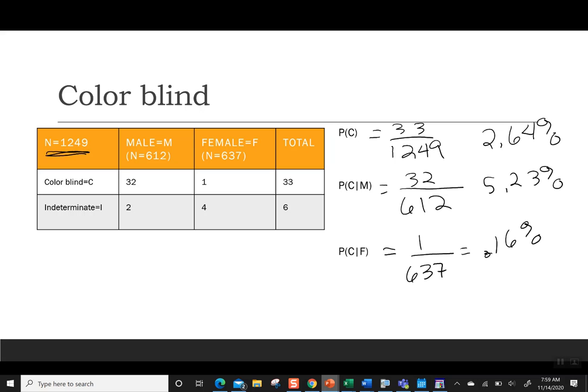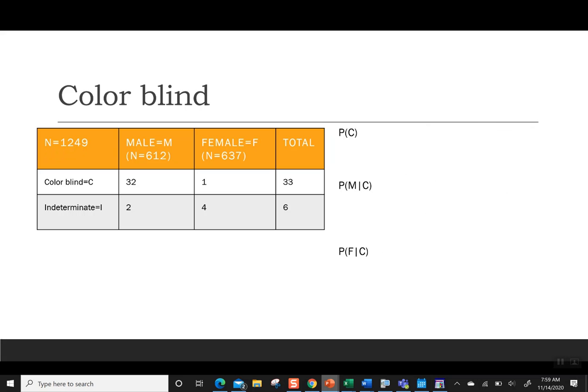I'm going to flip these around, so it's going to feel like I'm doing the same thing again, but I'm not. The first one we already know, this was just for comparison. This is 2.64%. Now I'm going to ask, what is the probability that a person is male given they're colorblind? If I tell you ahead of time that this person we're talking about is colorblind, there are 33 of them. The probability that it's a man, well, there are 32 out of 33 colorblind people who are men. So 32 divided by 33, we're going to call this 97%.